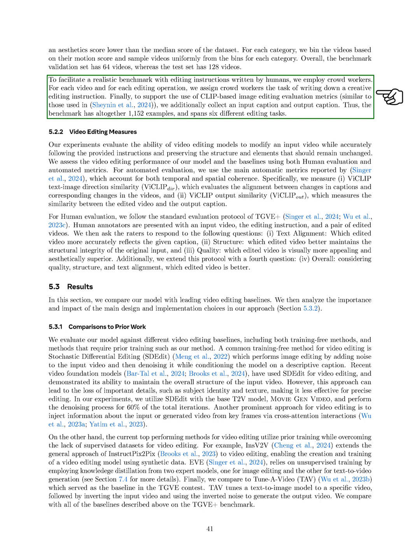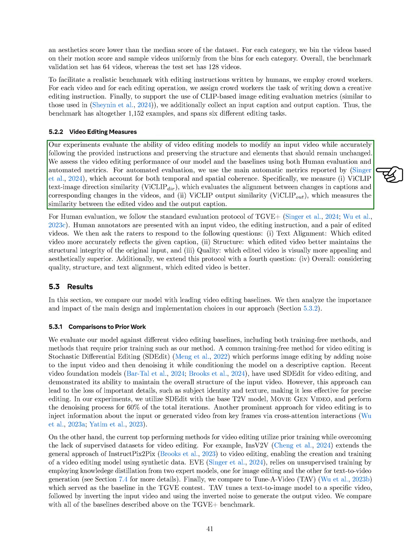Section: Video Editing Measures. In this section, we evaluate how well our video editing models can change an input video while accurately following the given instructions and keeping the necessary elements intact. We assess our model's performance alongside baseline models using both human evaluations and automated metrics. For the automated evaluation, we utilize key metrics that measure both the timing and visual consistency of the videos. Specifically, we look at the similarity between the changes in captions and the corresponding changes in the videos, as well as the similarity between the edited video and the output caption.